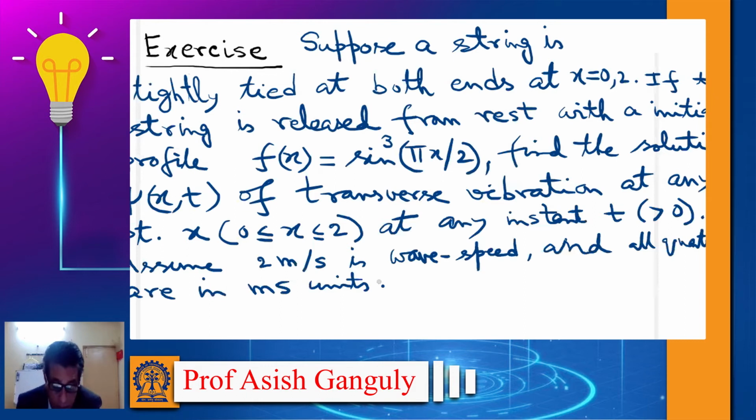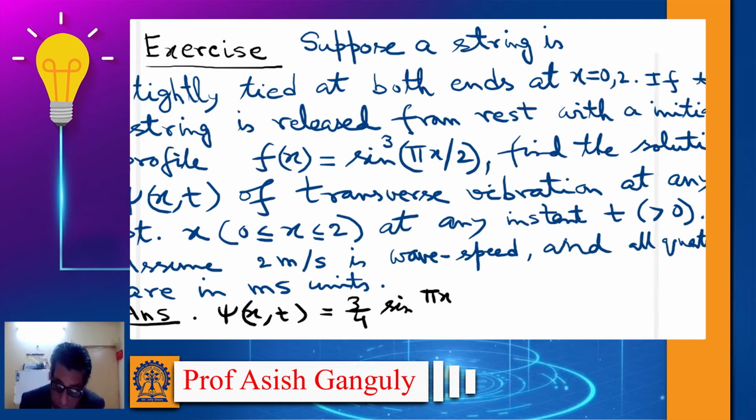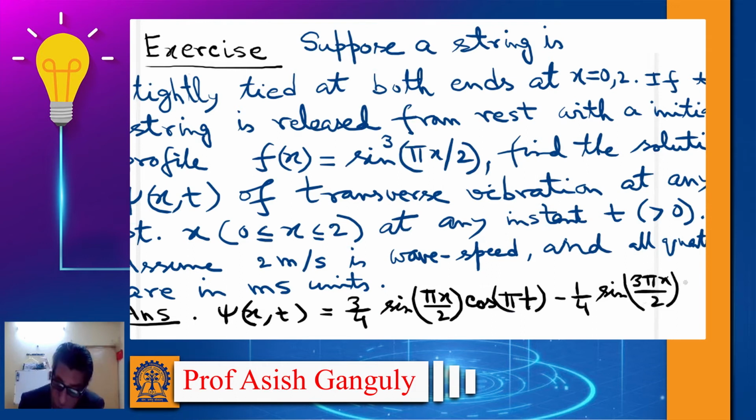Okay, do that. I will just write down the answer. The answer is psi(x, t) equal to 3/4 sine(pi x by 2) cos(pi t) minus 1/4 sine(3 pi x by 2) cos(3 pi t). This is the solution.